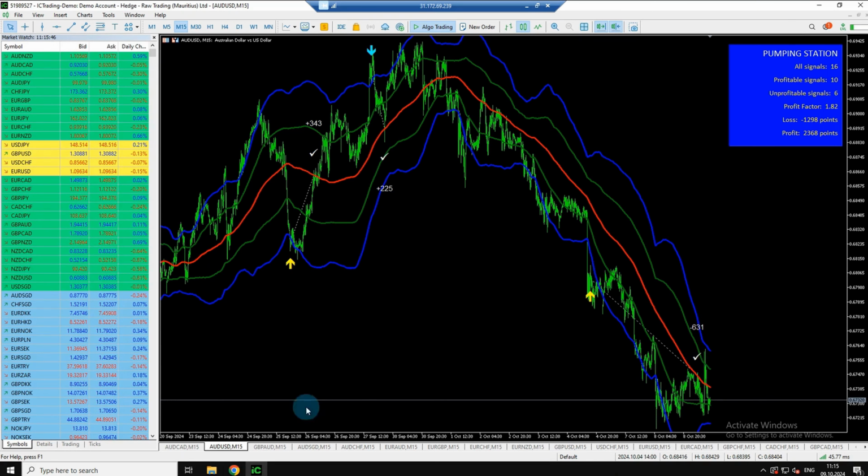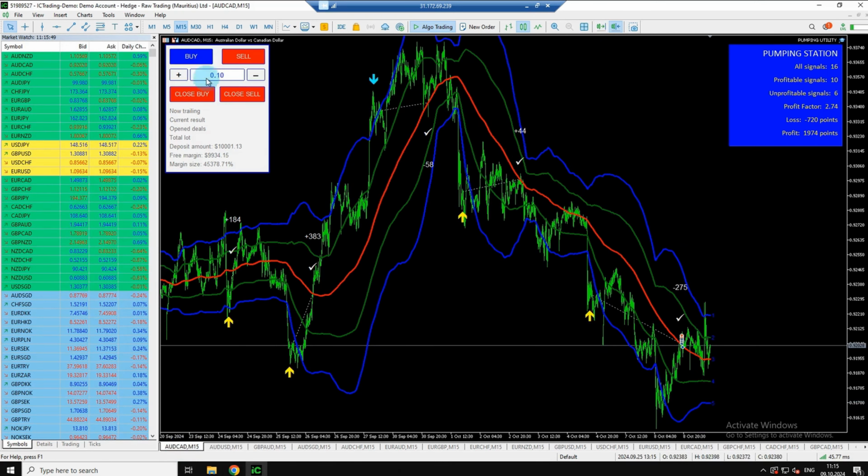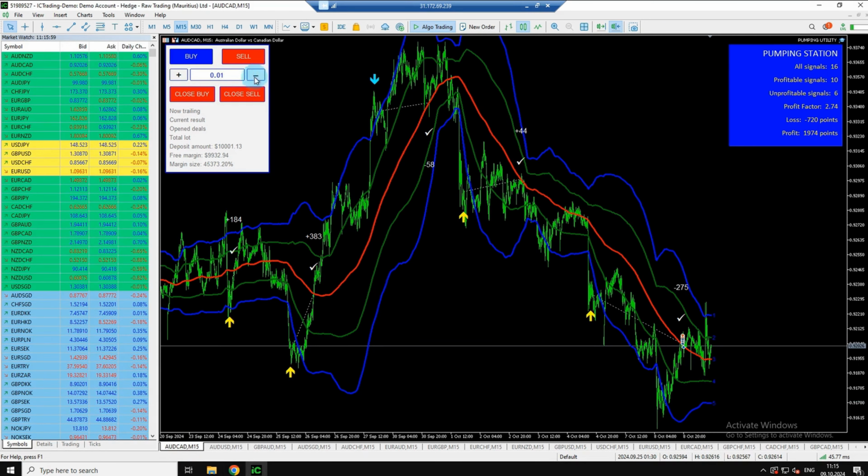So I will repeat once more. The first rule is to control the size of the trading lot so that the lot size is 0.01 for every 1,000 units of deposit. If you have 10,000, then do as I had, 0.01. If you have 1,000, it should be 0.01.